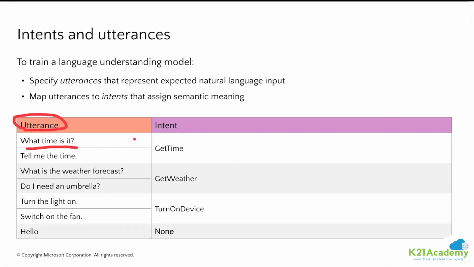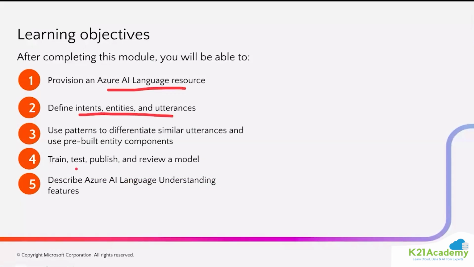And the intent, when you say what time is it, means you're talking about get time. When you say tell me the time, both are referring to the same kind of thing, and it refers to get time only, right? Similarly, you say the phrase what is the weather forecast, or do I need an umbrella? In these cases, get weather. So ultimately, when I'm talking about all this, I am mentioning intent, entity, and utterances.